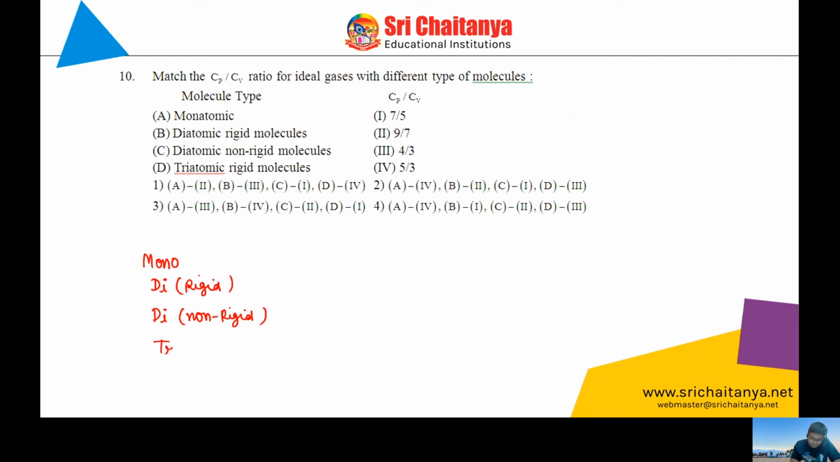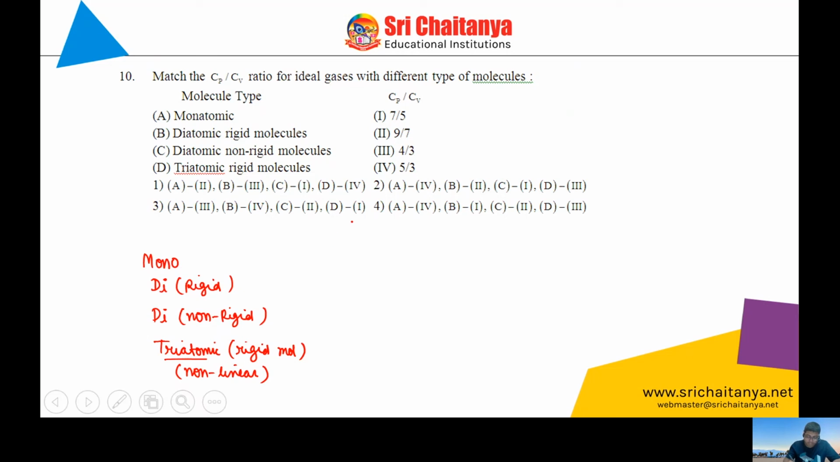And finally, we are having triatomic rigid molecule. Okay, so you need to understand, when the molecule is triatomic, you need to also figure out whether it is linear or non-linear. Okay, so I think in this question they are trying to put it as non-linear because the data are matching. So let me assume that the triatomic molecule we are taking here is non-linear.